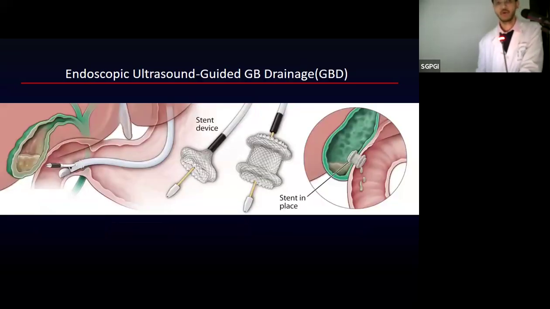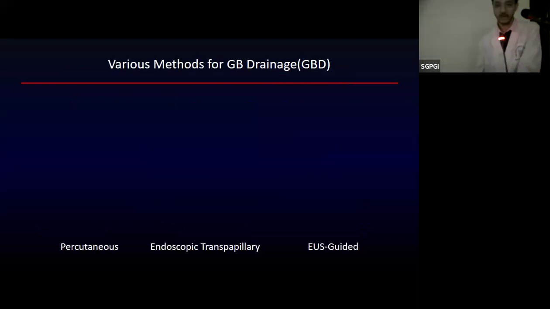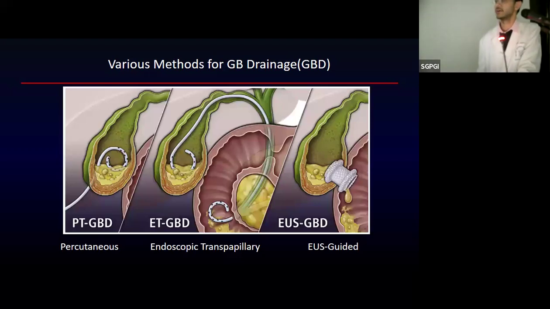Now, coming to another interesting endoscopic drainage procedure, which is EUS guided gallbladder drainage. In general, you all must be knowing there are 3 options available to drain the gallbladder. First is the percutaneous route, where under radiological guidance, we puncture the gallbladder and drain it. Second is using ERCP, where we place a stent from the ampulla through the CBD and cystic duct into the gallbladder lumen. And third, and the latest one, being EUS guided gallbladder drainage.